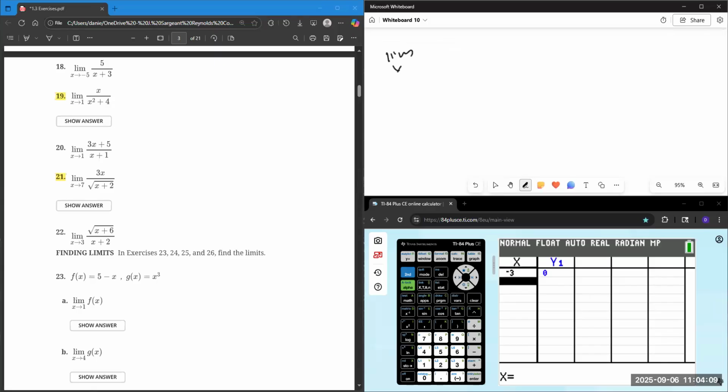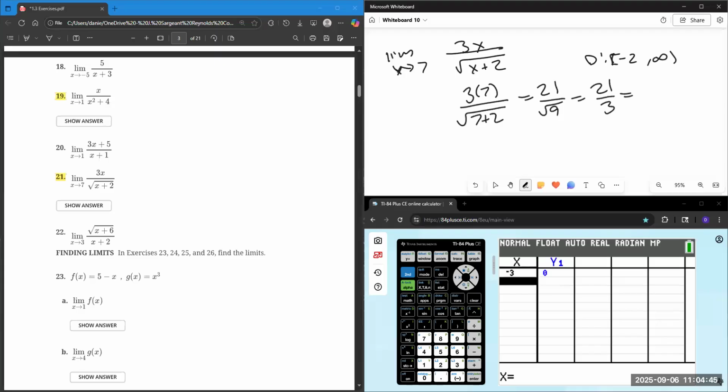So now at 21. Limit as x goes to 7 of 3x over root x plus 2. My domain here is -2 to infinity. So 7 is in my domain. I'm allowed to use direct substitution for all these elementary functions as long as the c value is within the domain. So 3 times 7 over root 7 plus 2 is 21 over root 9 is 21 over 3 is 7. All right.